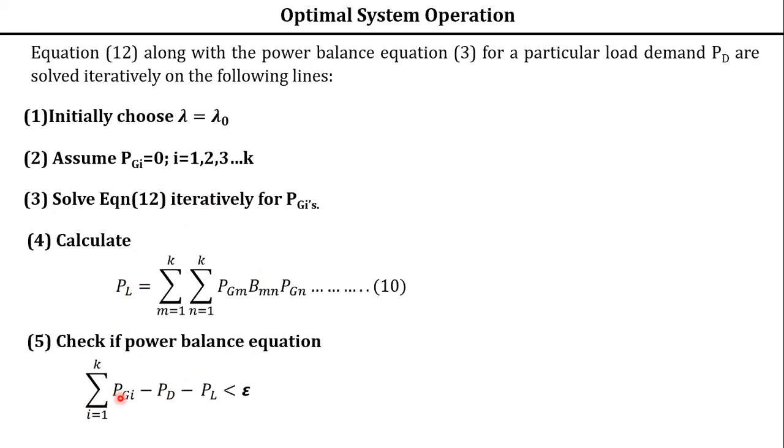Because PGI is known, total generation you can calculate from the fuel cost equations, and PD will be given. PL is the new thing that you have to calculate. Then you check whether this power balance equation is less than or equal to some specified value epsilon. If yes, stop. Understood? Otherwise go to step 6. If it is less than the specified value of epsilon, then you stop.